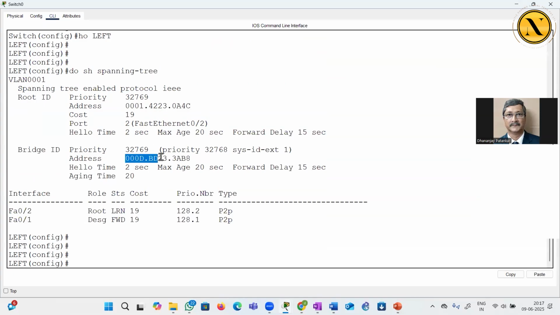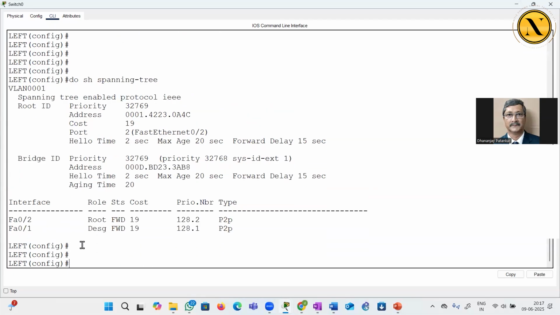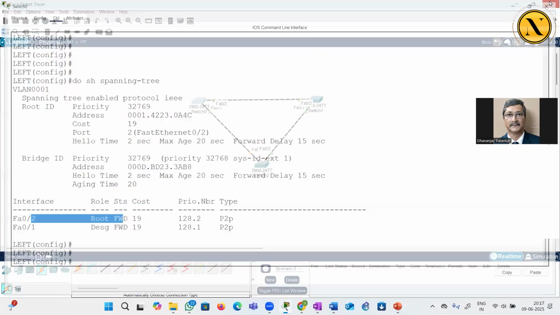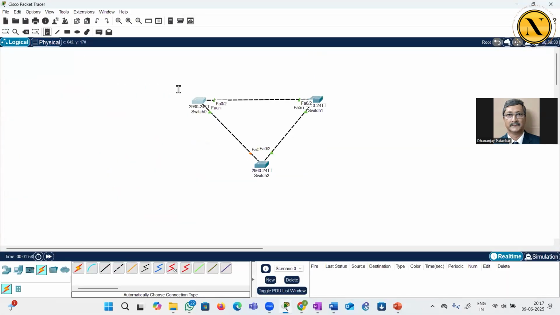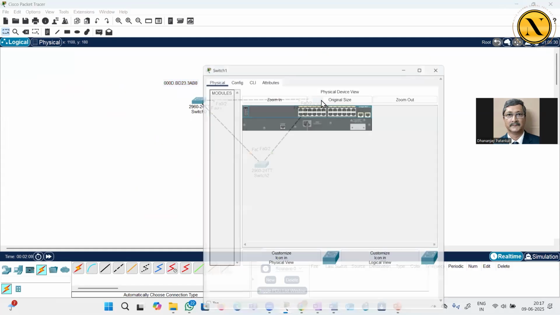Now this is my MAC address, correct? Let me copy this. Copy. And my first port seems to be in the forwarding mode, and the second port seems to be the root port, sorry. I'm definitely not the root bridge, since the second port is the root port. But this is my MAC address. I've copied it. Let me paste it here. Okay. This is my MAC address, 000D blah blah blah. Let's check this guy's MAC address.